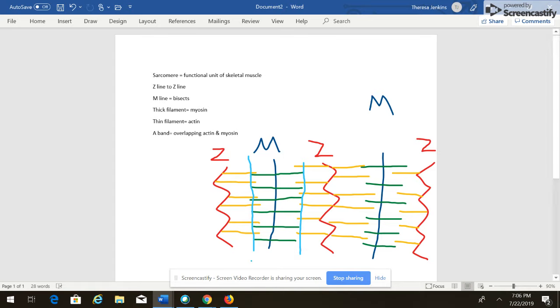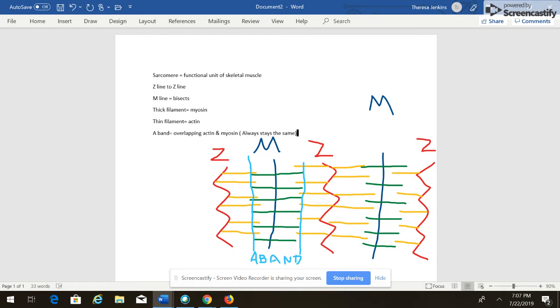So this is our A band. Now, one thing to remember: when we talk about sliding filament theory, we're going to see that the A band always stays the same. So that's our A band. It has the overlapping filaments of actin and myosin. Sarcomere Z to Z, M line bisects, actin attaches to the Z, myosin is attaching to the M. The A band is where we have overlapping filaments of actin and myosin.